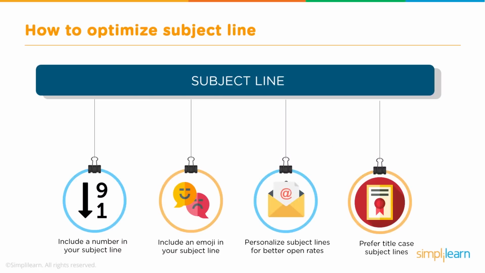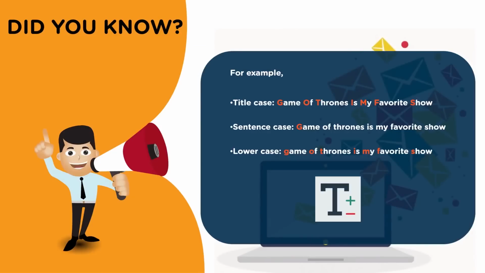And then you will want to prefer title case subject lines. So title case subject lines. For example, when I say title case, Game of Thrones is my favorite show. Every initial letter in that title is capitalized. Okay, you can go with the sentence case. Game of Thrones is my favorite show. It doesn't stand out as much. Of course, if you go with lowercase, it definitely doesn't stand out. It looks illiterate, and somebody's probably not going to open it. So you always go with that title case. Every initial letter gets capitalized.